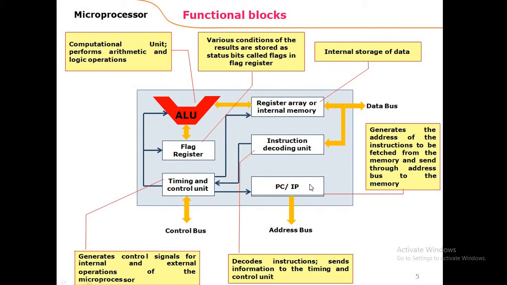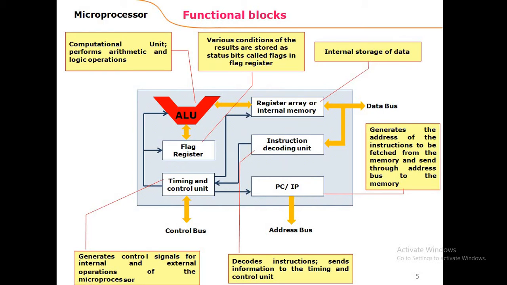Next, come to the program counter and instruction pointer. It has a major role. Its function is to generate the address of the instruction to be fetched from the memory and send it on the address bus to the memory.